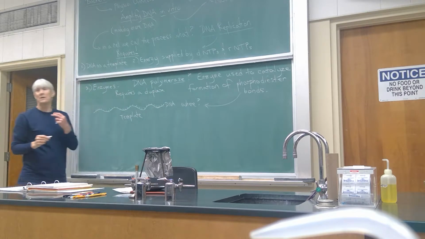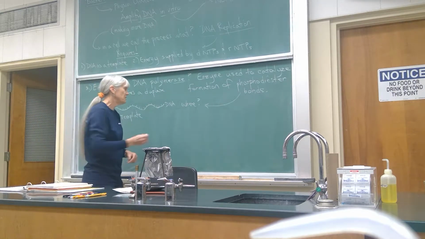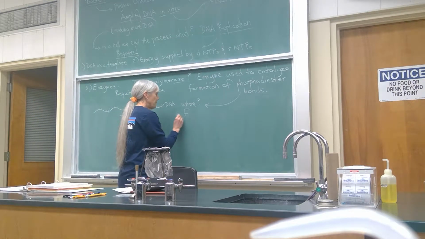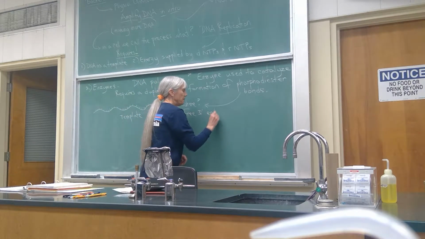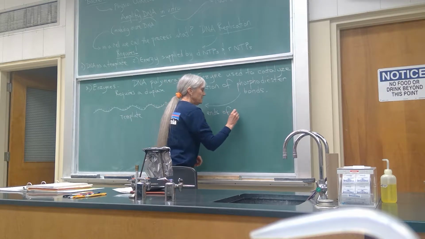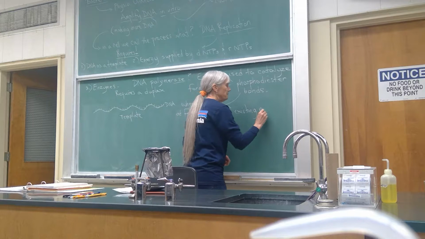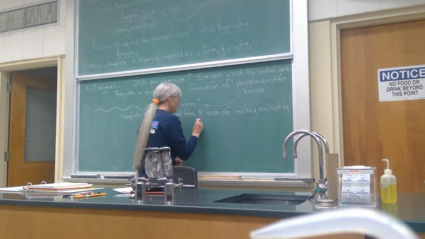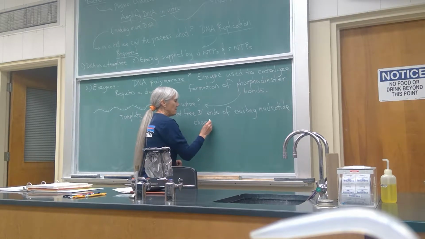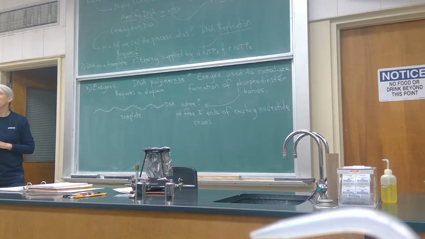It requires a little section of double-stranded DNA, because where it can form phosphodiester bonds is at the free 3' ends of existing nucleotide chains. But it requires a duplex. I don't have a duplex.